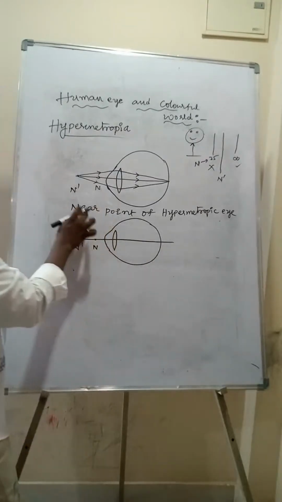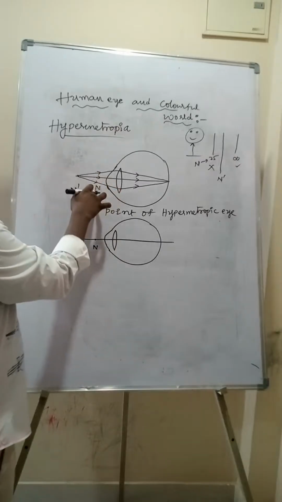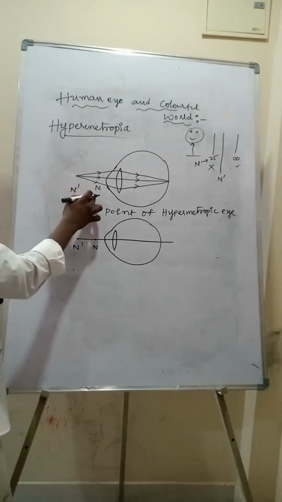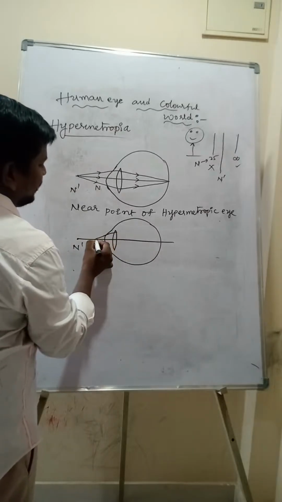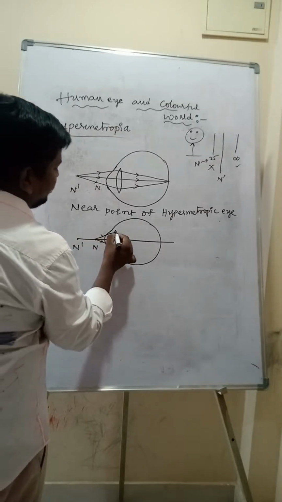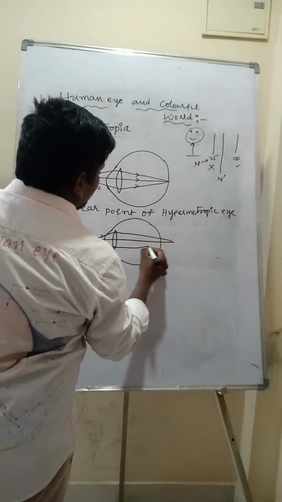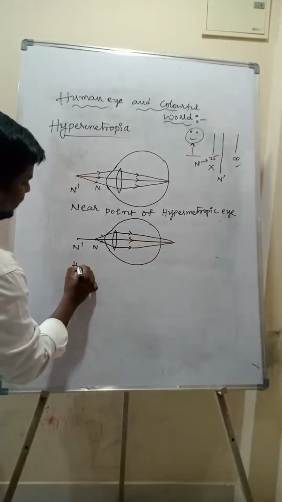See, this is the near point of the hypermetropic eye. From here you can see. Normal near point is 25 centimeter, so only beyond that you can see. At 25 centimeter you can't see. If the light rays are coming from this 25 centimeter, where will the light rays meet? Now we will see. The light rays will meet beyond the retina here, so you can't see this one. Okay, so this is the hypermetropic eye.